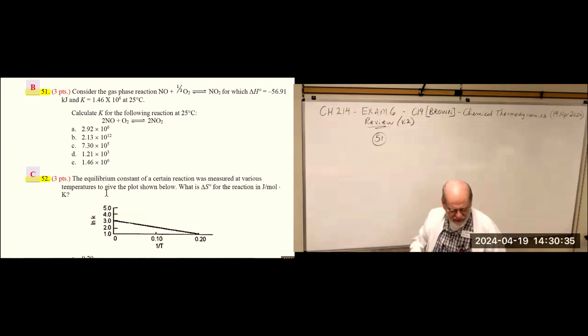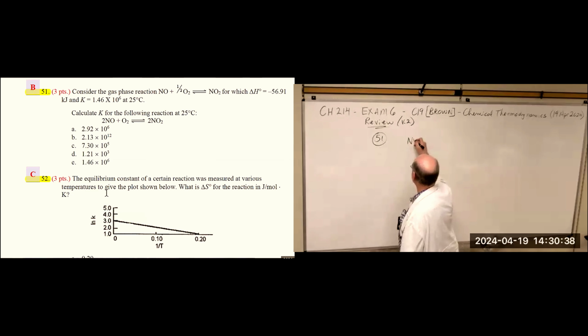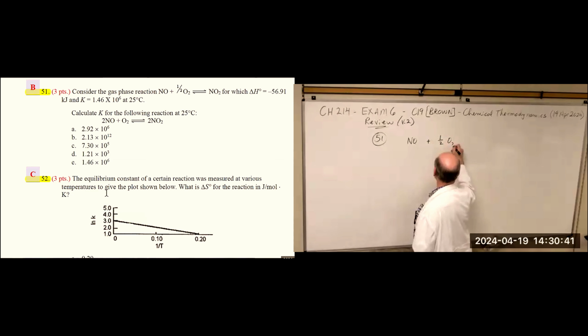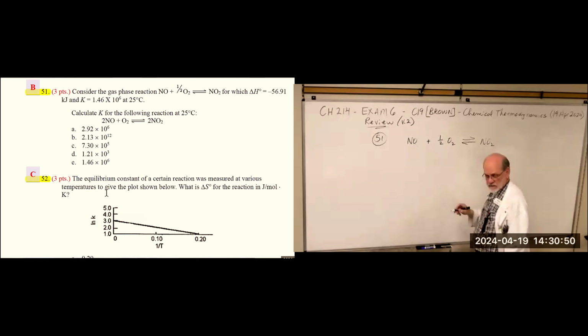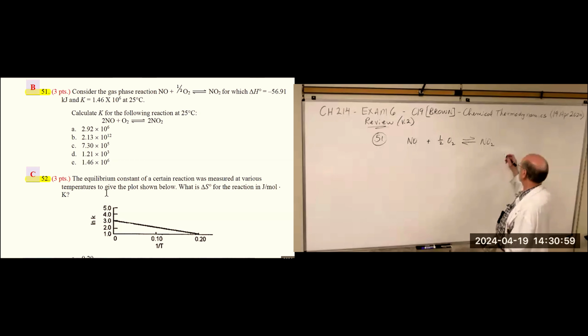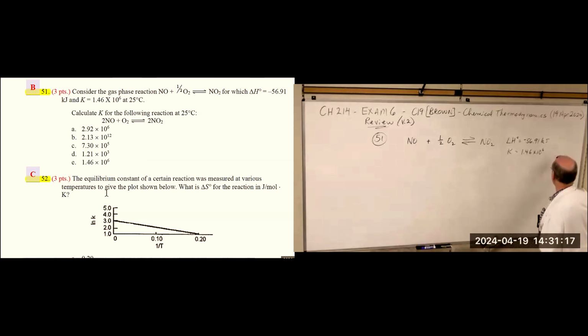Consider the gas phase reaction NO plus 1/2 O2 yields NO2. They don't write them as gases, but I'm sure they are. And delta H is minus 56.91. We did this before, didn't we? Delta H0 equals minus 56.91 kilojoules, and K equals 1.46 times 10 to the 6th at 25 degrees.